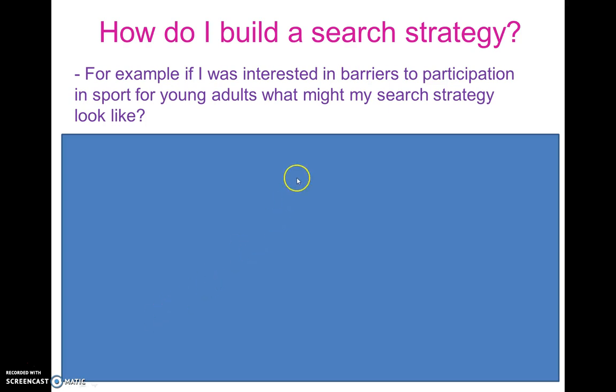My first topic is barriers to participation. Looking a little bit along the line, I'm next going to consider sport, and finally, just 3 in this actual strategy, going for young adults. Now I've got the topics, I need to consider how most effectively to use them to make sure I get the right sort of information.